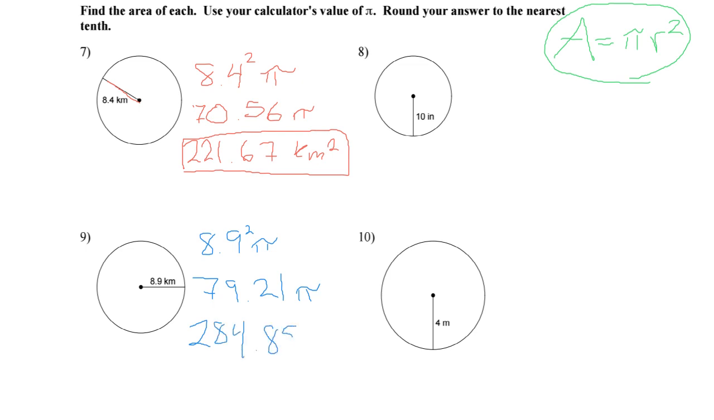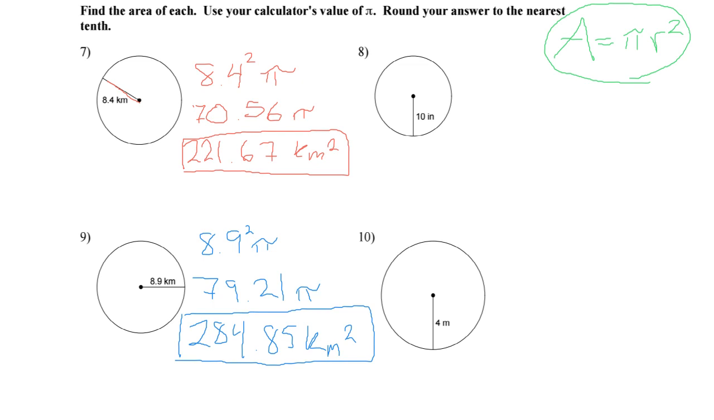284.85. I'm going to round to the hundredths place because it is an 845, so I'll round up because the 5 comes after the 4, so we go up. And that's going to be, again, kilometers squared because the radius was in kilometers, and we're dealing with the area here.